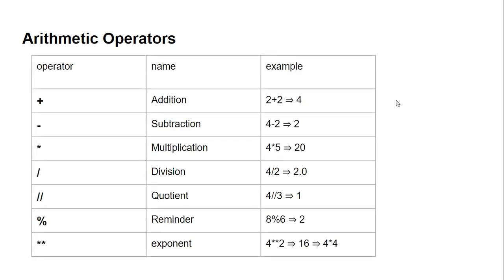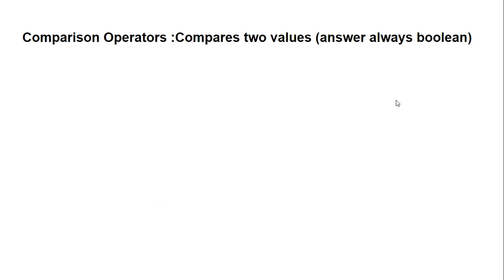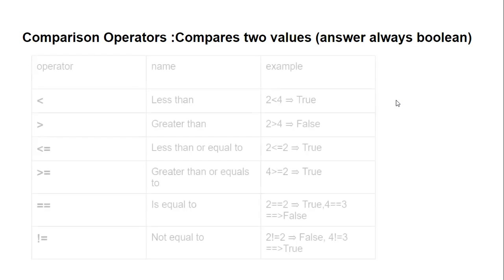Arithmetic operators basically perform mathematical calculations like addition, subtraction, multiplication, division, remainder, and exponent. We have already discussed this. Now we are going to discuss comparison operators. I have already explained that comparison operators basically compare two values. Suppose you have two numbers like 3 and 4, and you want to compare which one is greater. There you will use comparison operators.